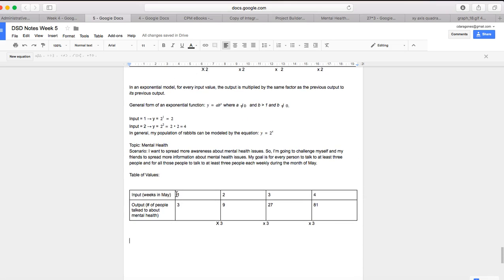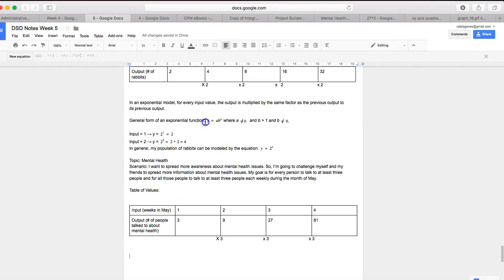Again, all exponential functions are of the form y equals a times b to the x, where a is not 0, b is greater than 1, and b is not 0. So a is a coefficient. We'll talk about that in a second. Most likely you will not be dealing with a right now. You will just have some base to the exponent. But if you think you may need a coefficient, you can ask me for help if you're stuck on that.